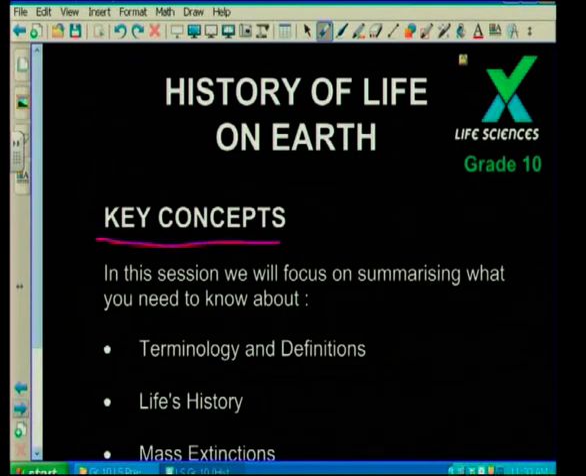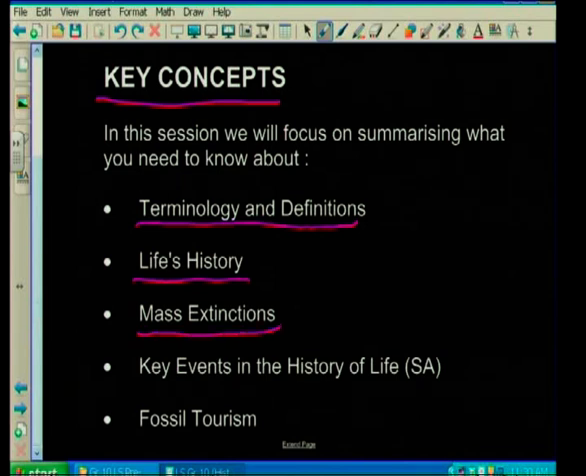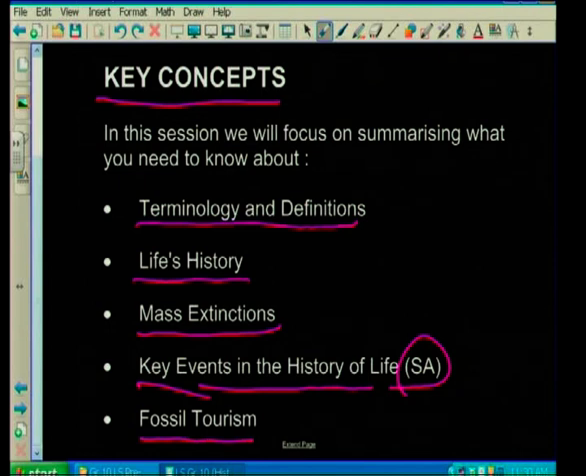The key concepts for this session will be some of the terminology and definitions related to the history of life, life's history, the mass extinctions, the key events in South Africa as part of the history of life, as well as the importance of fossil tourism.